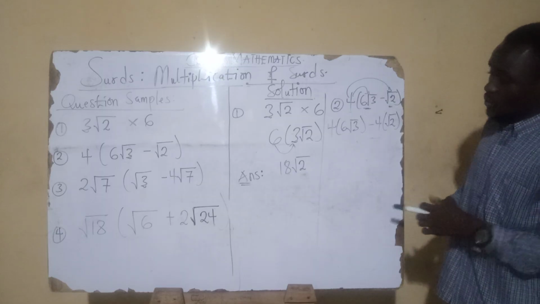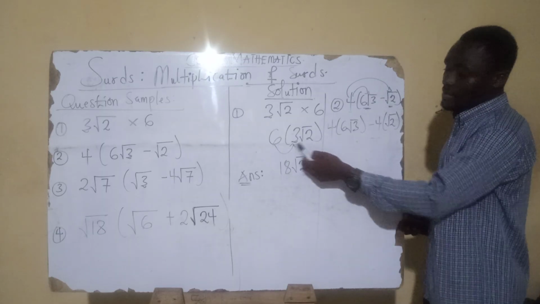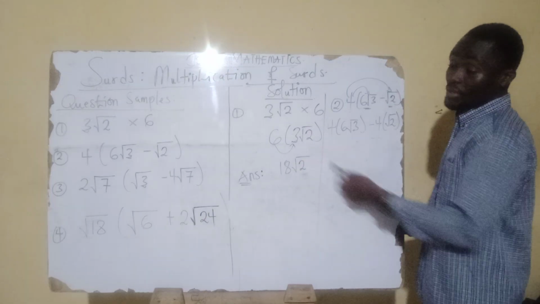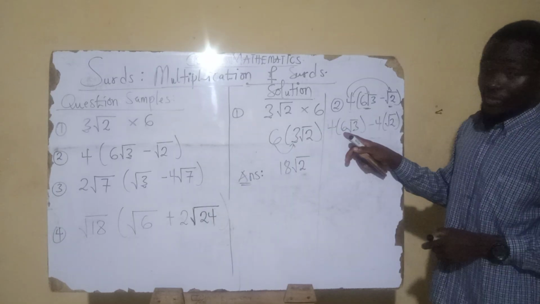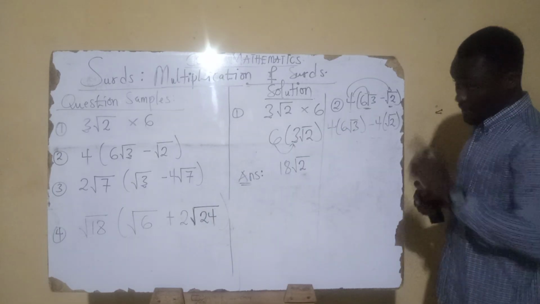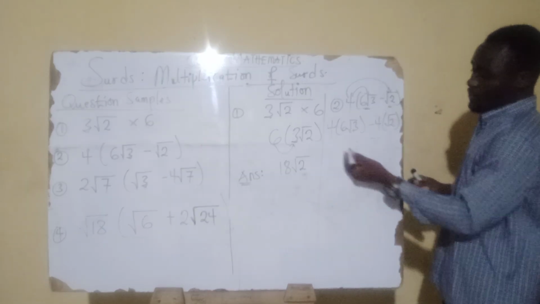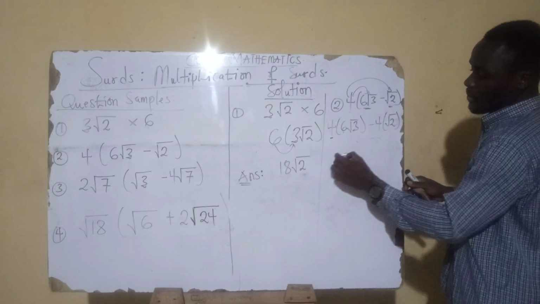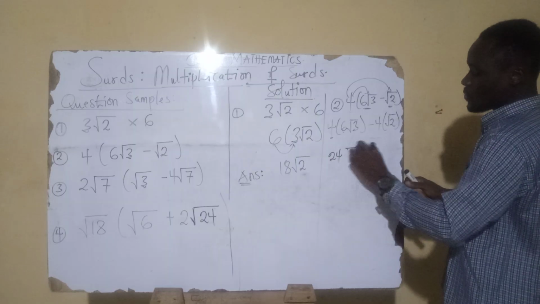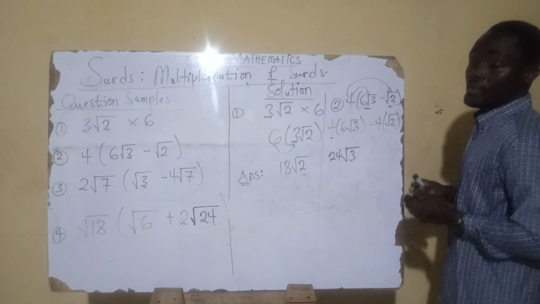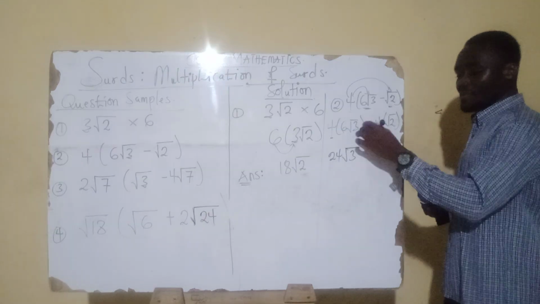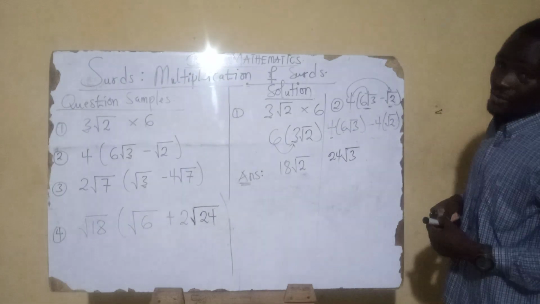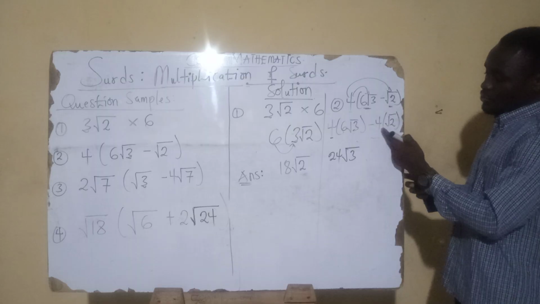Likewise, what we did earlier, the whole number 6 multiplied the whole number 3, that is the coefficient. In the same manner, the 4 here will take charge of the coefficient 6, not the 3. Take note. So we are going to multiply the 4 and the 6. What are we getting? 24 root of 3. Take note. We are multiplying the whole number by the coefficient, not the radical number. Very good.